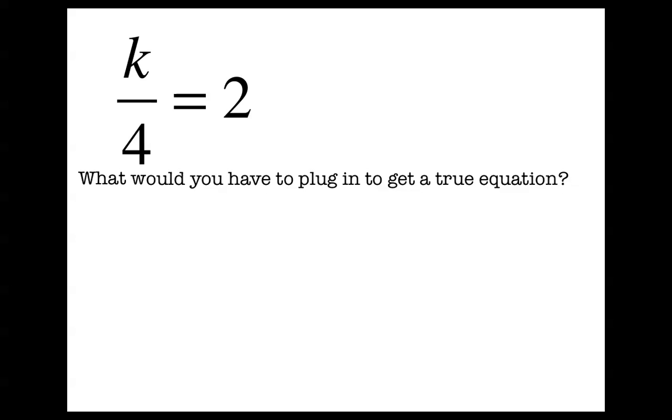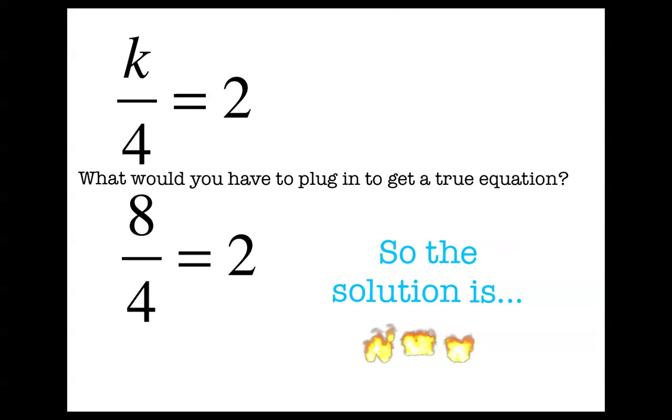Okay? So, what if you had K divided by 4 equals 2? Well, what divided by 4 equals 2? 8 divided by 4 equals 2. That's a true equation. So the solution is not just 8, but the solution is K equals 8. I think you get the idea now. And there's a practice problem that I'd like you to try just to make sure. 17 equals X plus 1. Solve that equation. In other words, tell me what X must equal in order to make this equation true.